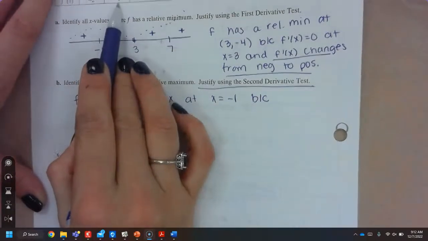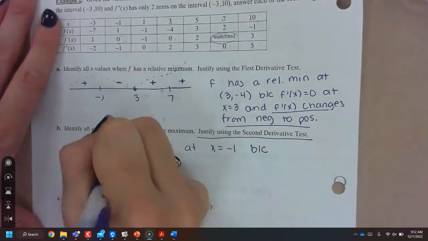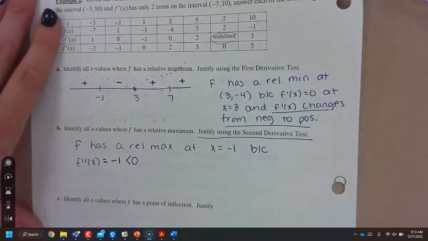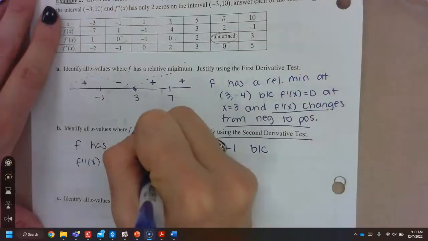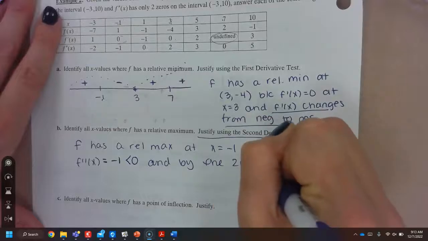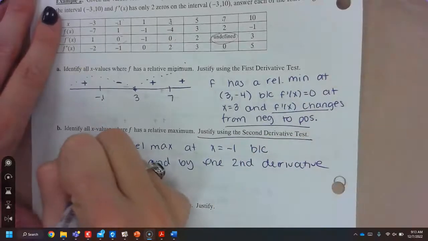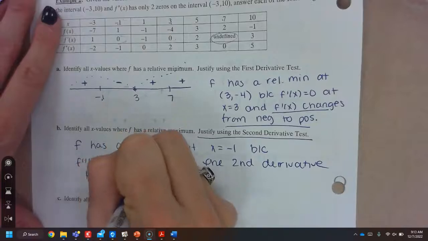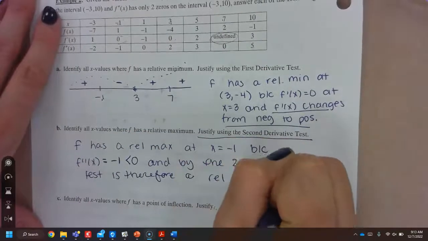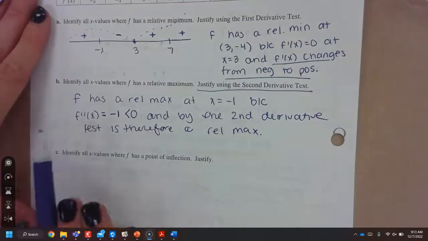-1. Whoops, sorry, I thought you could see me pointing. Which is less than 0. And by the second derivative test is therefore a rel max. So you're just proving that you know the second derivative test talks about the second derivative sign.